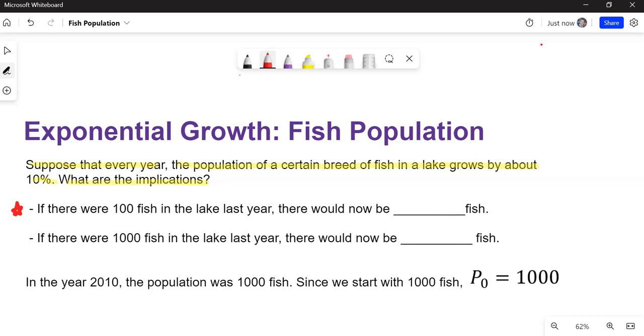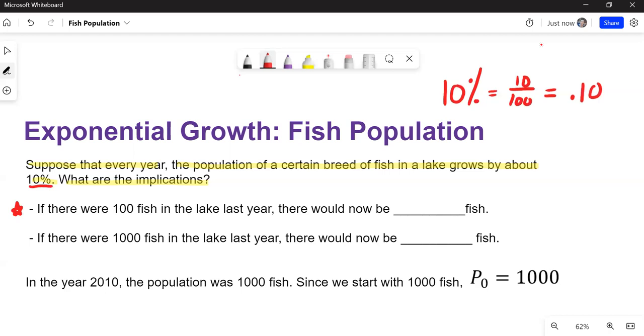Well, let's remind ourselves about what we do with the 10%. So a couple of things. One is 10%, 10% meaning 10 out of 100, right? The word percent means out of 100, and can be converted to a decimal just simply by dividing 10 by 100. So it's 0.10 or 0.1.